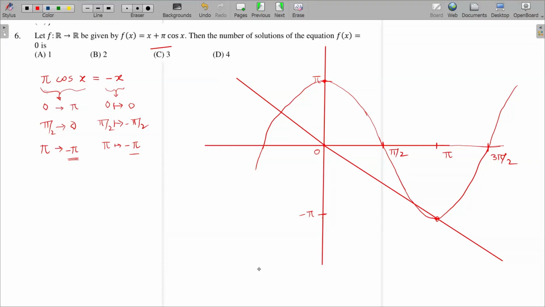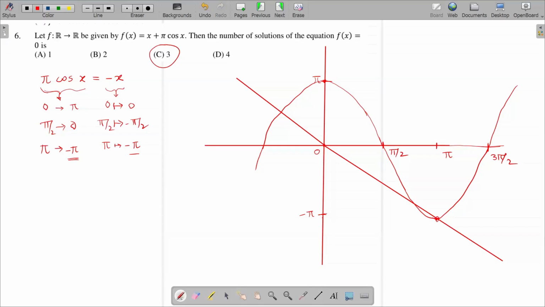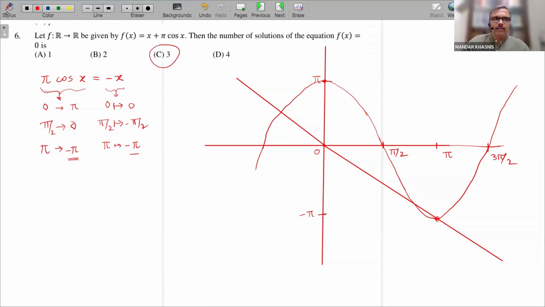Sir, I'm not getting the logic of why it is cut and why it should not be a tangent. I'll tell you why. Because cos x has a minimum at pi. If it has got an infimum, we know that whenever a function has local maxima or local minima, the derivative has to be zero. So if at all it is a tangent, then the slope is zero.